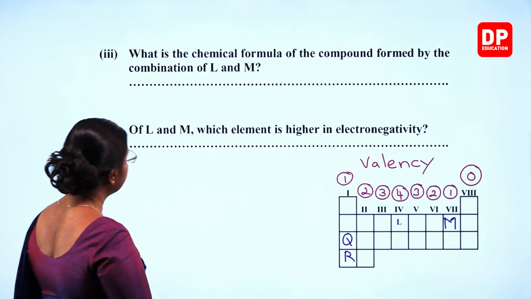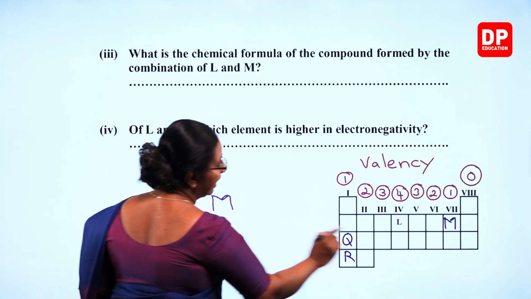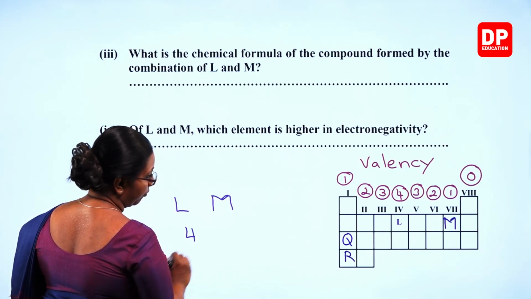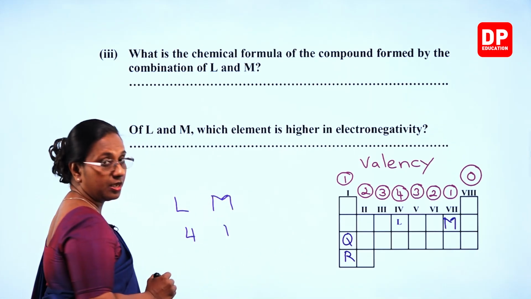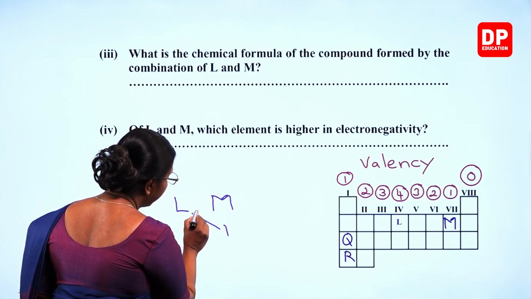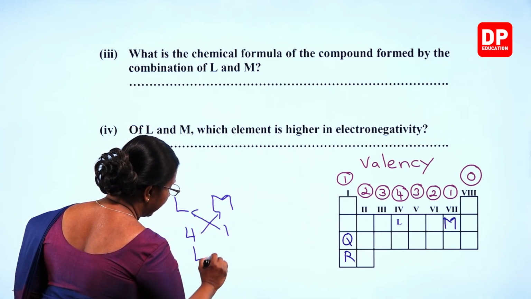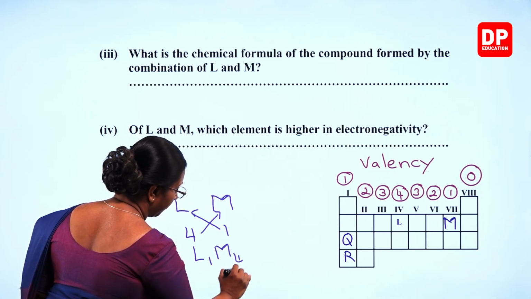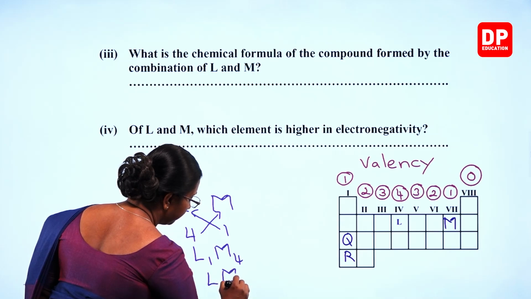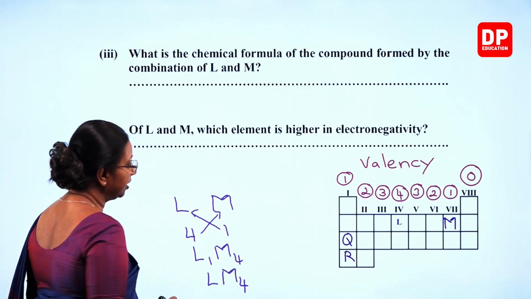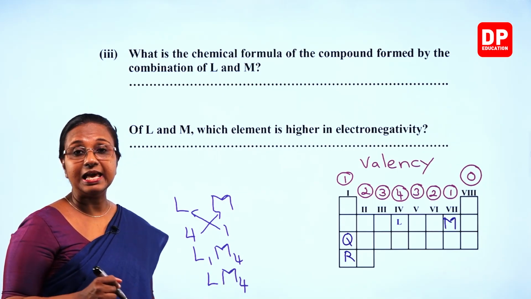It is between L and M. How do you do that? L is group 4, valency 4. M is group 7, but valency 1. What do you do? You exchange the valencies. So this becomes L1M4, but you write it as LM4. When it is 1, you don't have to show that 1. So we write it as LM4.